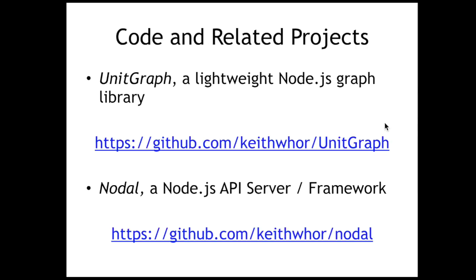So finally, code and related projects. All of the code that you've seen here is available in a GitHub repository called Unit Graph. It's a super lightweight graph library that we just use for traversals in Node, available on my GitHub. And we also use a Node.js API server and framework that's running a lot of storefronts services, available on my GitHub, Nodal.